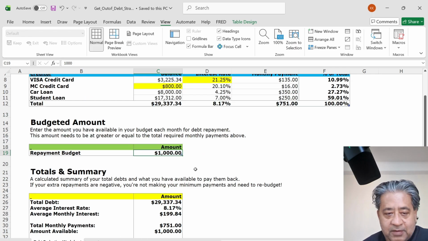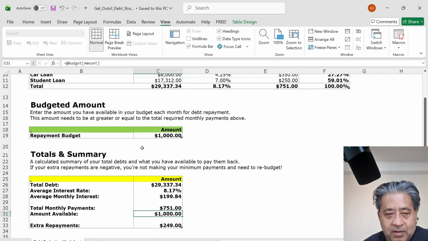Total debts, you have $29,000 here. In here, the weighted average interest rate is 8.7. It's like a sum product function in Excel. We do this: you take the total debt multiplied by the interest rate divided by 12, which will be your monthly average interest payment. And your total monthly payment will be this $751 minimum payment.